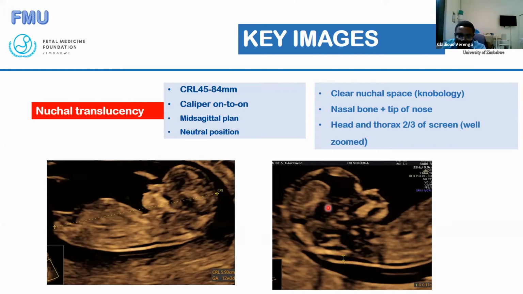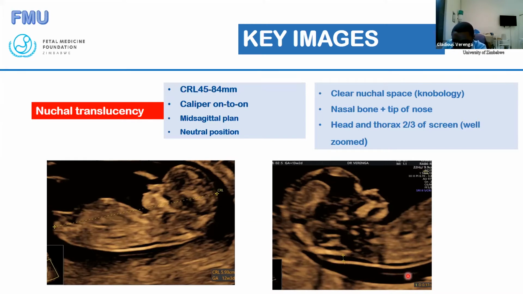Then the nuchal translucency from the same image of the CRL, well, all we need is to apply some magnification on the image and we'll be left with the baby's head and the thorax. Then we reduce the gain or the grayscale until the image is dark enough to remove the fuzziness that we sometimes see around the nuchal space. When the nuchal space is as clear as it is, the amnion should always be visualized to make sure that you are not measuring the amnion.